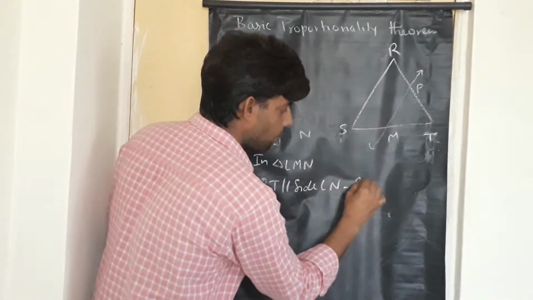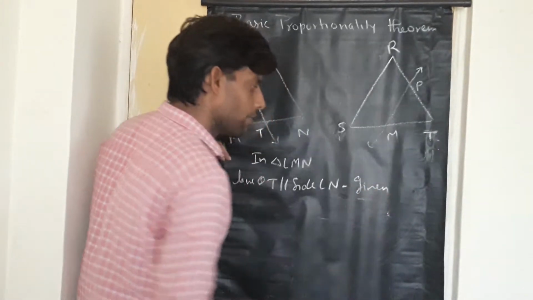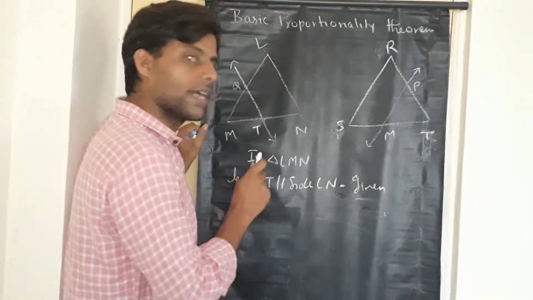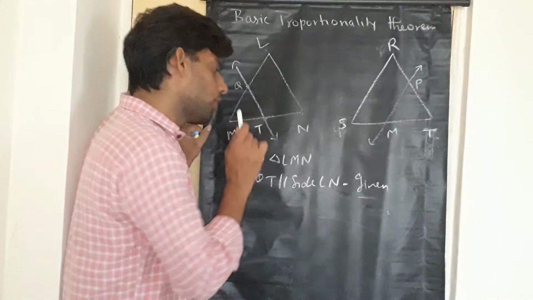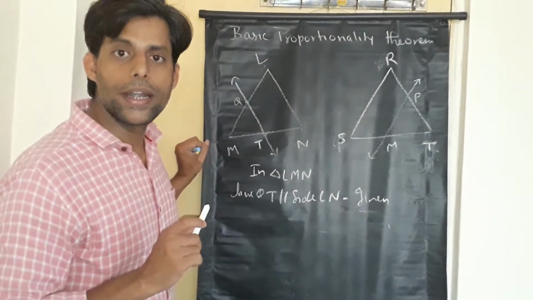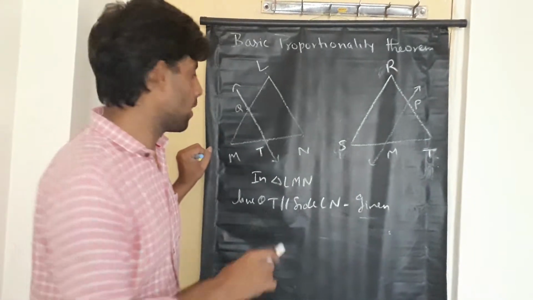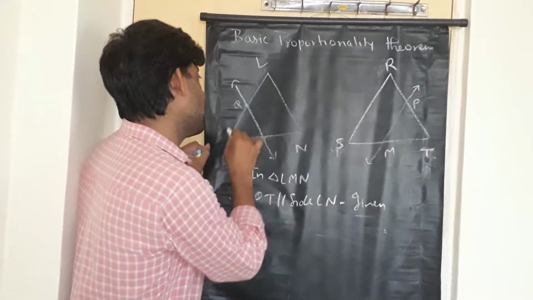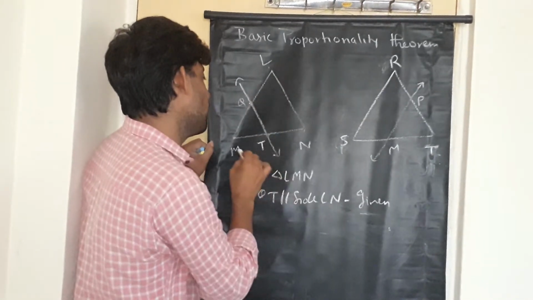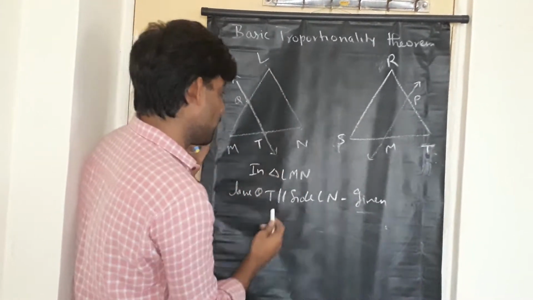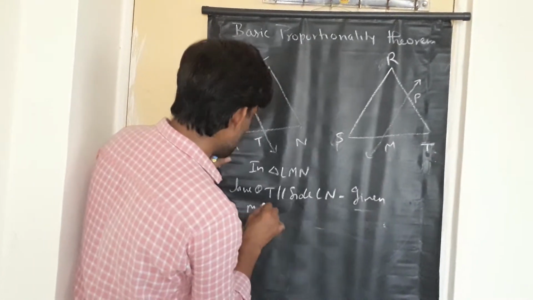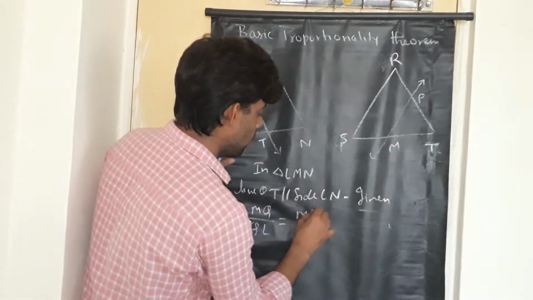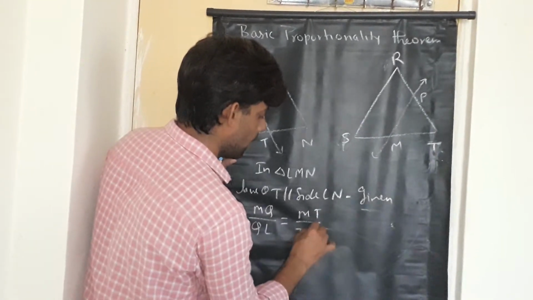You need to give the reason for this. Most of the times this will be given to us. And in the third step, we'll write out the ratios. So as I told you once again, we need to start from the vertex of the triangle. So M is the vertex of the triangle. So MQ upon QL equals MT upon TN.